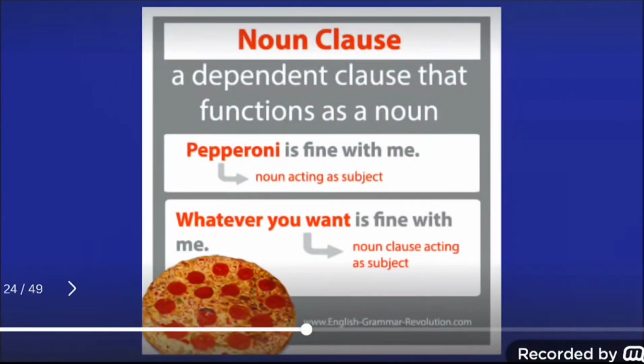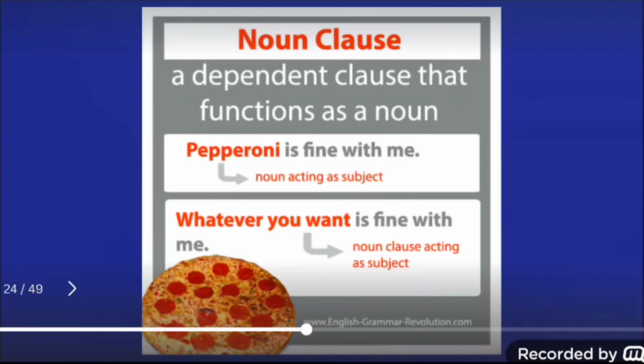So സാധാരണ സബ്ജക്റ്റ് അല്ലെങ്കിൽ ഒബ്ജക്റ്റ് സ്ഥാനത്ത് വരുന്നത് ഒറ്റ വാക്ക് അല്ലെങ്കിൽ ഒരു ഫ്രേസ് ആയിരിക്കും. എന്നാൽ സബ്ജക്റ്റ് അല്ലെങ്കിൽ ഒബ്ജക്റ്റ് പൊസിഷനിൽ ഒരു എൻറ്റയർ ക്ലോസ് വരികയാണെങ്കിൽ അത്തരം ക്ലോസസിനെയാണ് നമ്മൾ നൗൺ ക്ലോസ് എന്ന് പറയുന്നത്. So look at this example. Pepperoni is fine with me. So pepperoni is a kind of a meat preparation, a sausage ഒക്കെ പോലെ ഒരു സംഭവം നമ്മൾ പിസ്സയിലൊക്കെ യൂസ് ചെയ്യുന്നത്. So here pepperoni is a noun and it is written in the subject position.